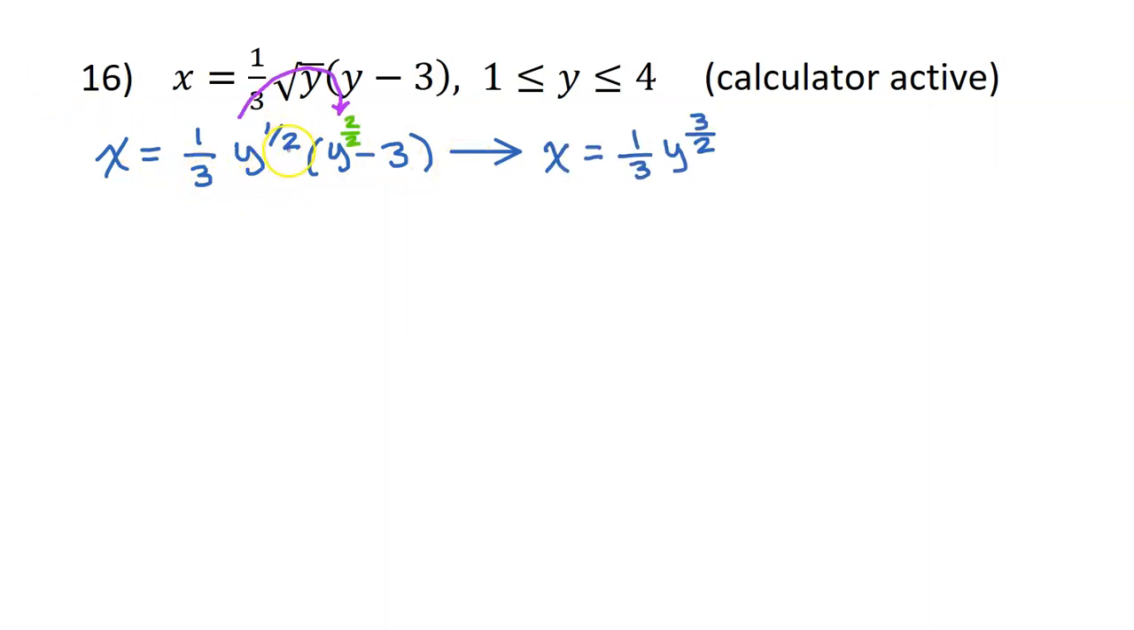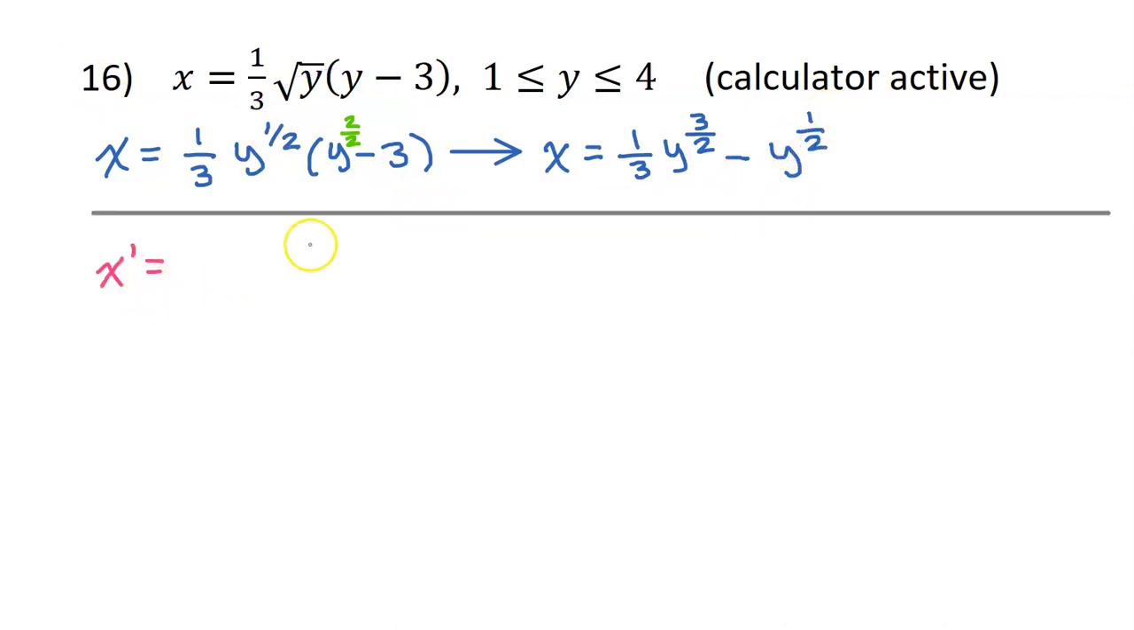1/3 y to the 1/2 power times y is 1/3 y to the 3/2 power. I'm adding those exponents. 1/3 y to the 1/2 power times -3 is negative y to the 1/2 power. Now we can find x prime using the power rule. 3 over 2 times 1/3 is 1/2. And then subtracting 1 from this exponent gives us the 1/2 power. The derivative of y to the 1/2 power is 1/2 y to the negative 1/2 power. So this is x prime.